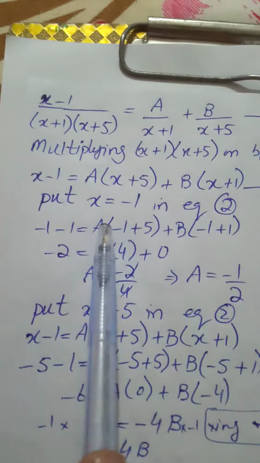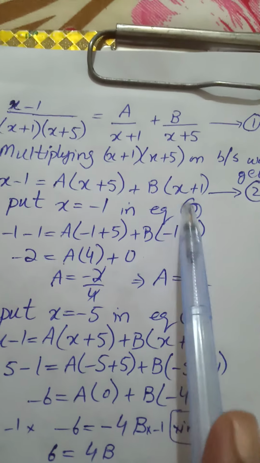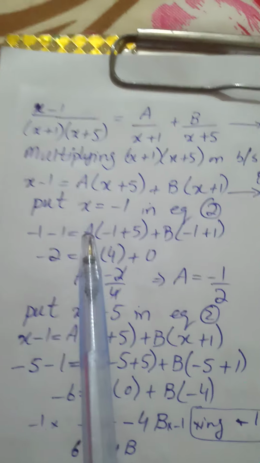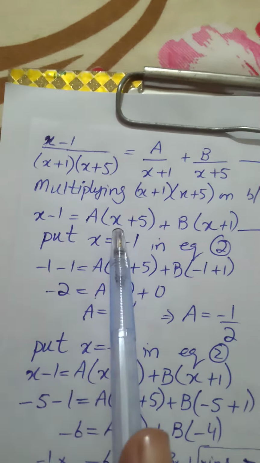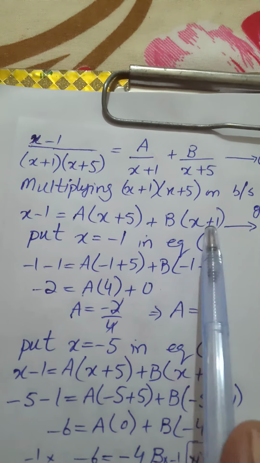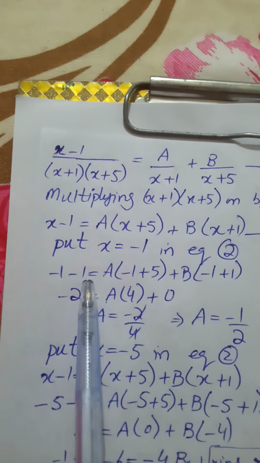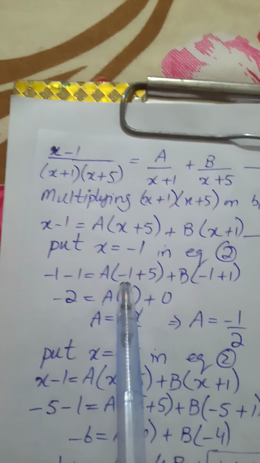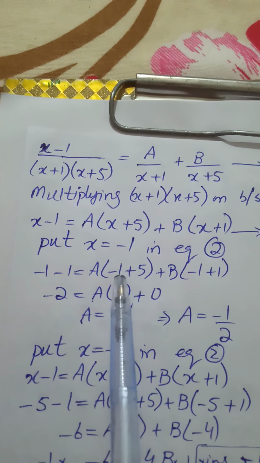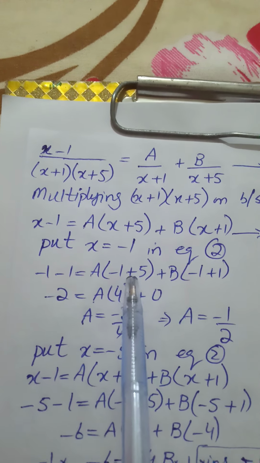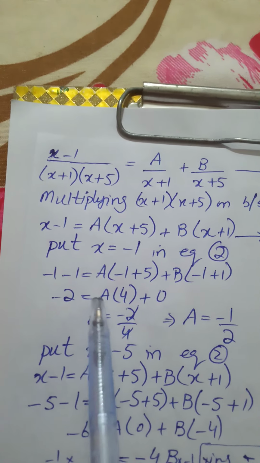Now first we will take x is equal to minus 1 and then x is equal to minus 5. So put x is equal to minus 1 in equation 2. This is minus 1 minus 1, this is minus 1 plus 5, this is minus 1 plus 1. Now minus 1 minus 1 is minus 2. Minus 1 plus 5 is 4, so the sign will be positive.